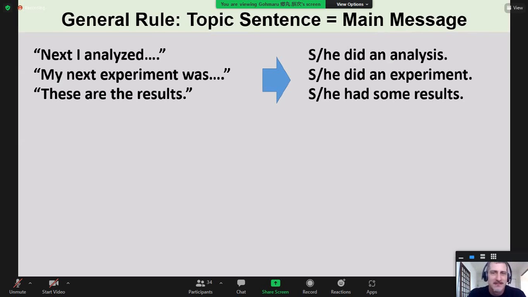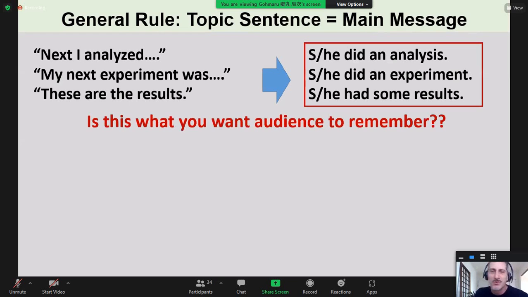Of course not. That's not what you want them to remember. You want them to remember, of course, what you learned from those. So these are really common. We hear these all the time. And I think students hear their senpai, or unfortunately, even their professors, give presentations like this and they imitate it. So we do commonly hear this, but it's not effective.